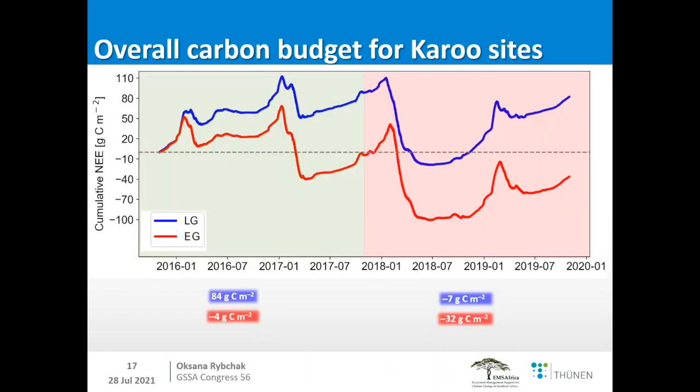Also, in the first 2 years of measurements, the difference between the sites was statistically significant, with 84 grams of carbon release for the LG site, or linear grazing site, and 4 grams of carbon uptake for the experimental grazing site. Whereas in the last 2 years of measurements, the difference in carbon exchange was no longer statistically significant.